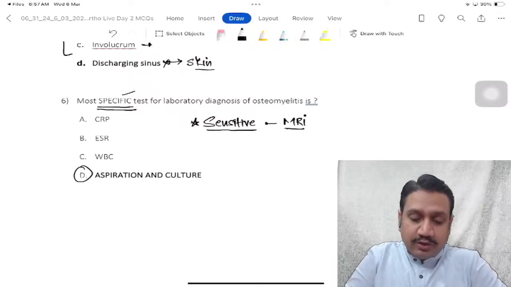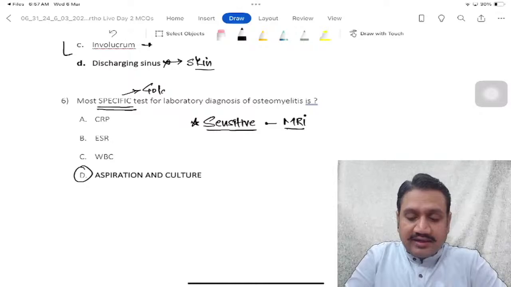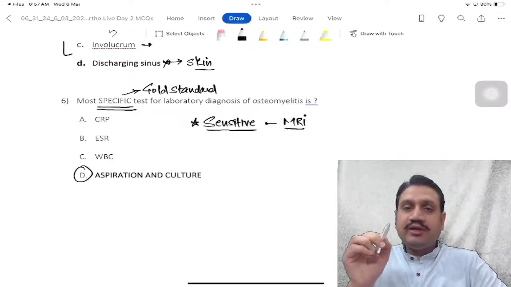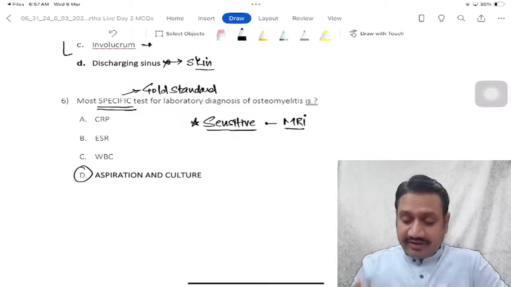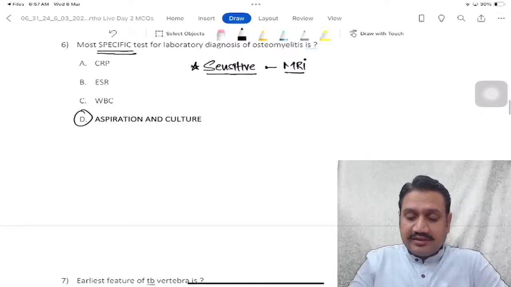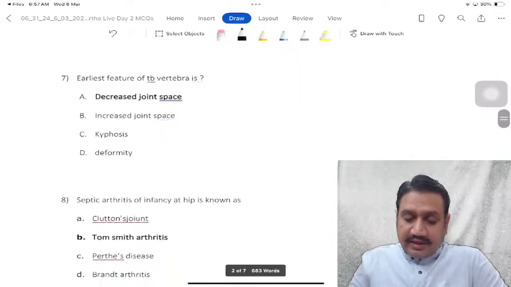This specific one we can also call it as what? The gold standard to confirm that there is infection. So read the exam question very carefully, specific or sensitive, right? Read it very carefully: the aspiration and culture. Okay. Earliest feature of TB.